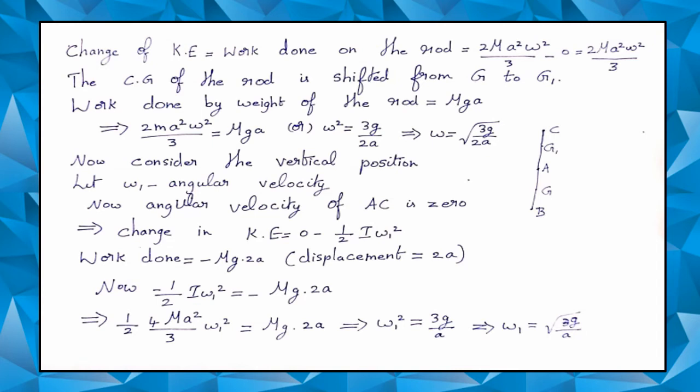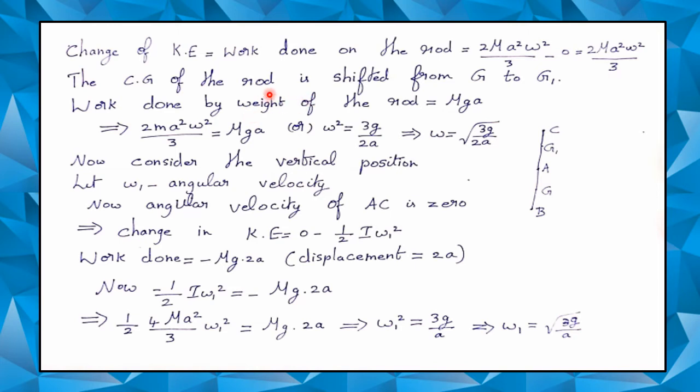Now the change of kinetic energy will be equal to the work done on the rod, and that is equal to the present kinetic energy minus 0, where 0 is the initial kinetic energy. So we'll get 2ma square omega square by 3.